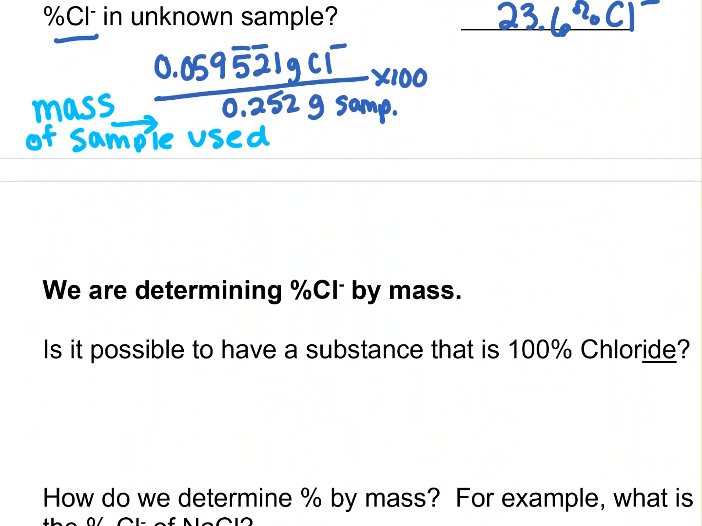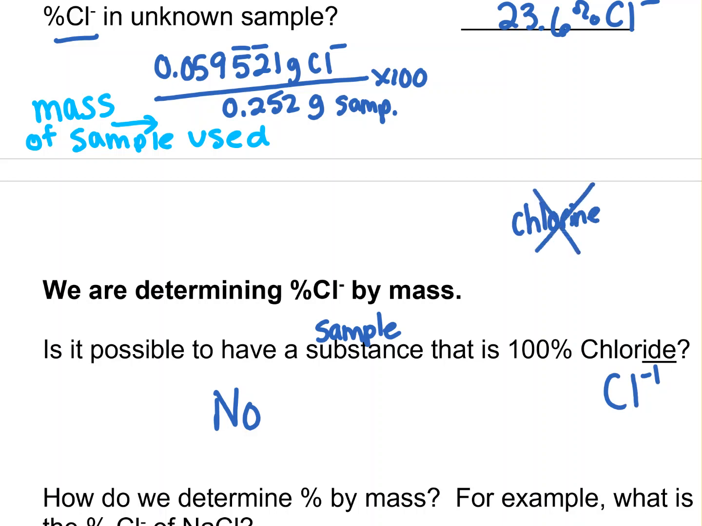Okay, so is it possible to have a sample that is 100% chloride? Is it possible that the sample you get could be pure chloride? And no, it's not. Why? Because chloride is chlorine with a -1 charge. Chlorine is the element, and it would be possible to have 100% chlorine, but this is chloride.